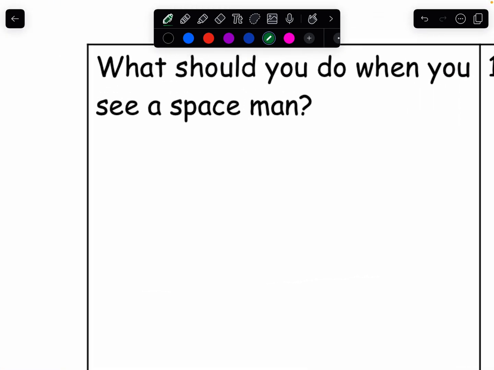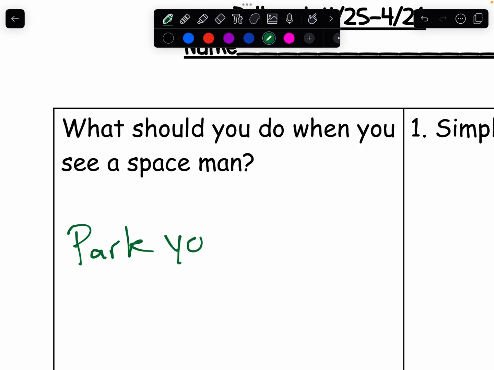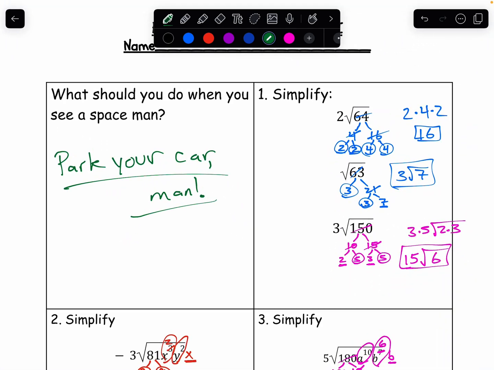Last thing, the joke. What should you do when you see a spaceman? What should you do when you see a spaceman? Park your car, man. Yeah, it's pretty rough, I know. You're probably sitting there in awkward silence, just the way we like it.